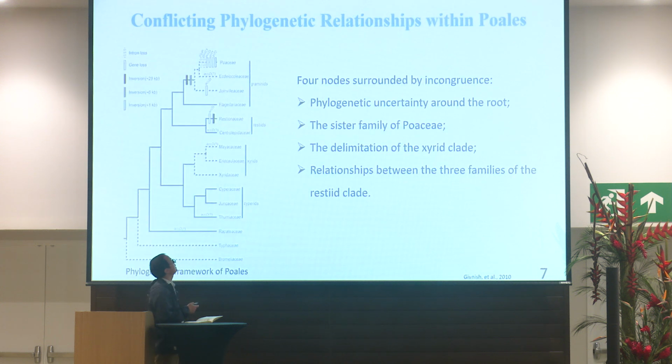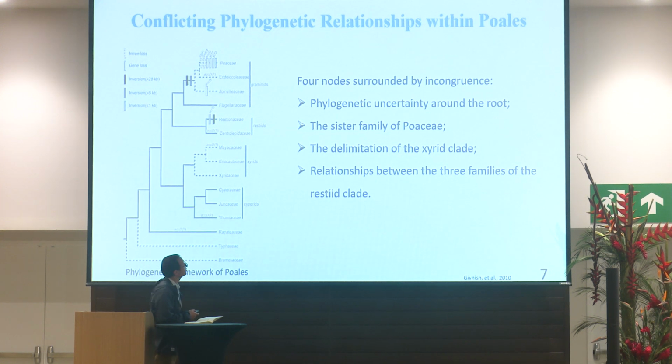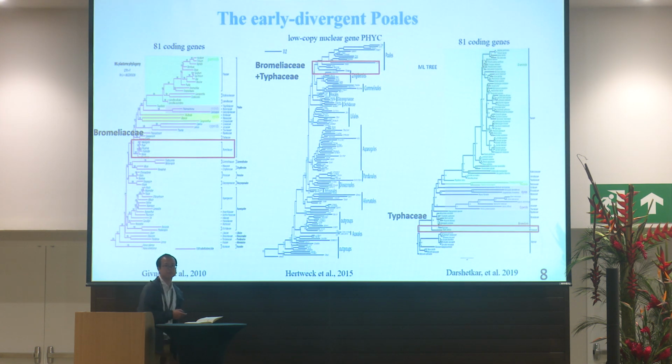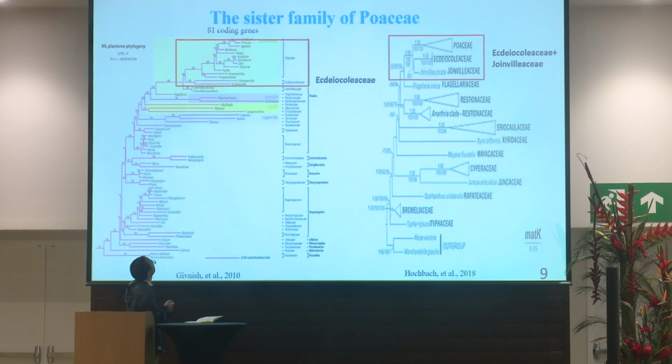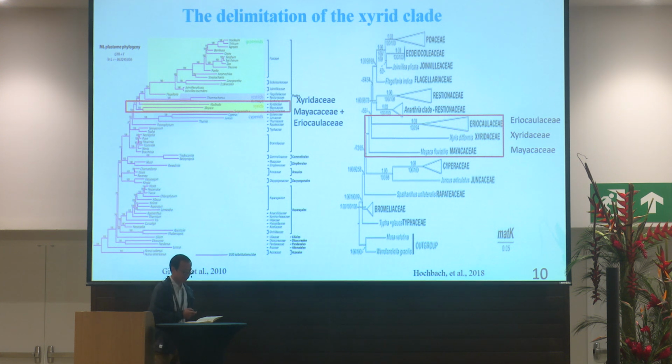However, there are many conflicting relationships within the Poales, mainly involving 4 nodes, such as which one is the first diverging group, and which is the sister group of the grass family. Here are some examples of different families being considered as the first diverging family, and also who is the sister group of the grass family. This is the different delimitation of the xyrid clade.